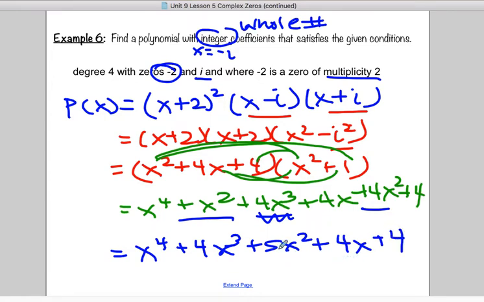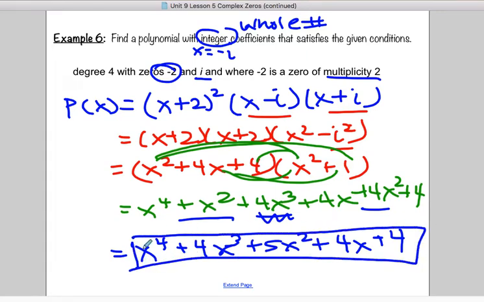And then I just confirm, it says integer coefficients, positive and negative whole numbers. Yes, there's no fractions. So there is my polynomial that would satisfy this, and I would just confirm, is it a degree of 4? Yes, it is. Okay.